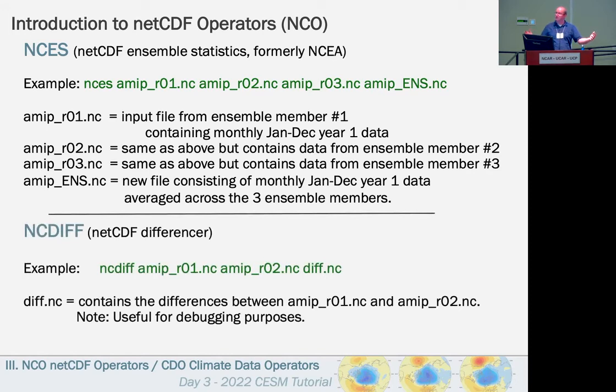NCDiff is difference. So if I have two files, as long as they're the same grid, I can do NCDiff and it'll just tell me what the difference is. So I have two simulations, and I just want to know what's the difference in temperature. This is really useful for debugging. If you have one model that's going off the rails, it's an easy way to see that.